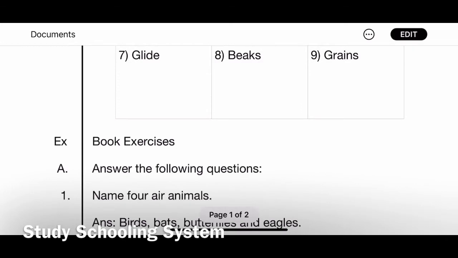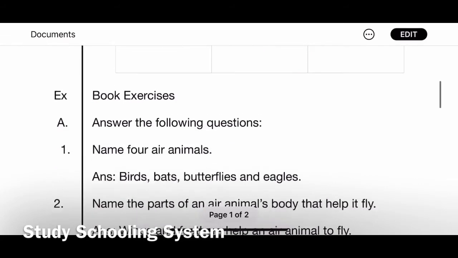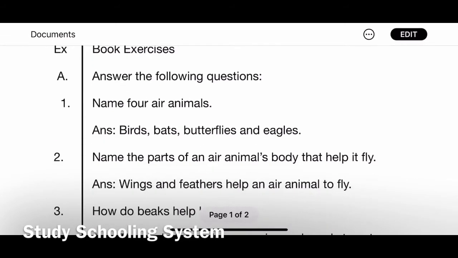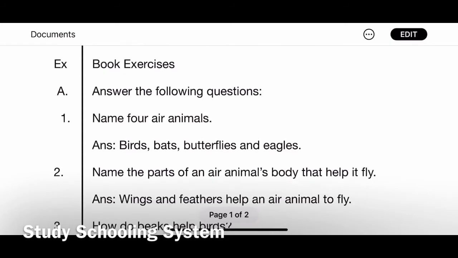Yes. Now the next exercise is book exercises. These are the questions given in your book, and we are answering them. So that is part A. Number 1, name 4 air animals. So in our book there were 3 given. So the answer is birds, bats, butterflies, and eagles. I have written eagles. You can write any other bird species like owls.